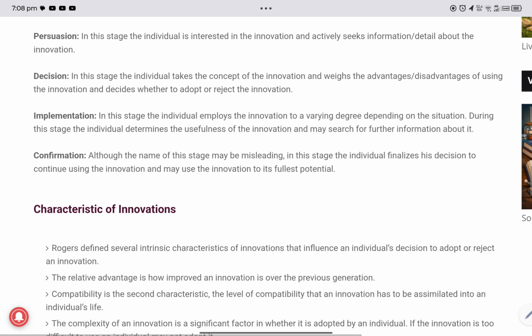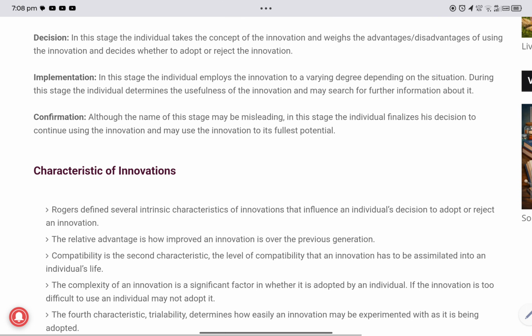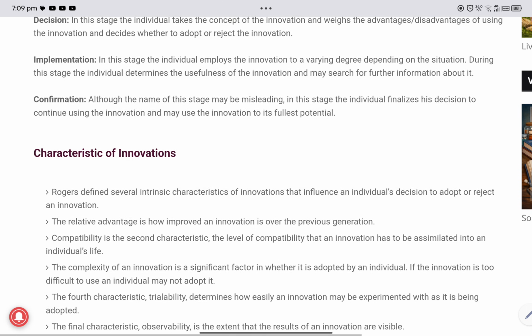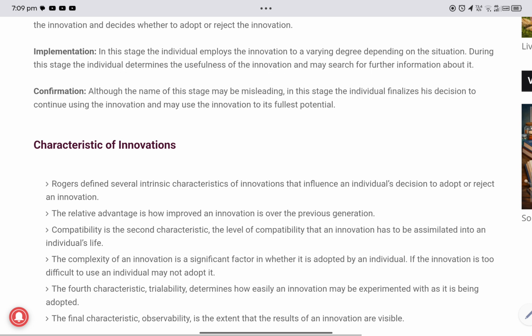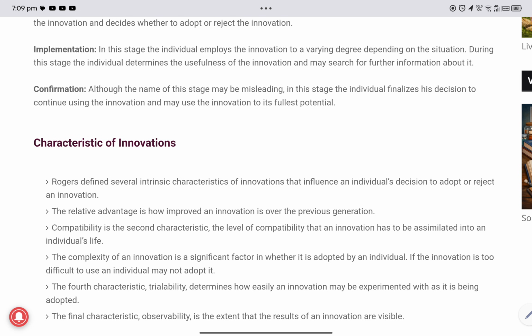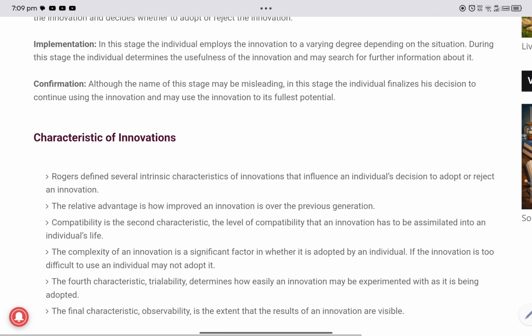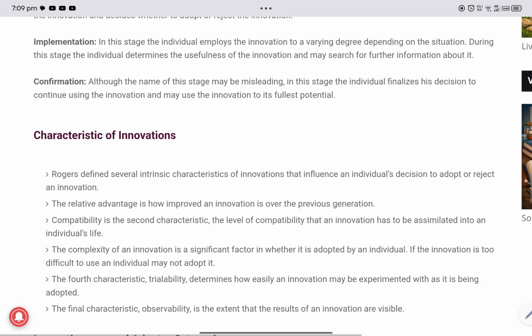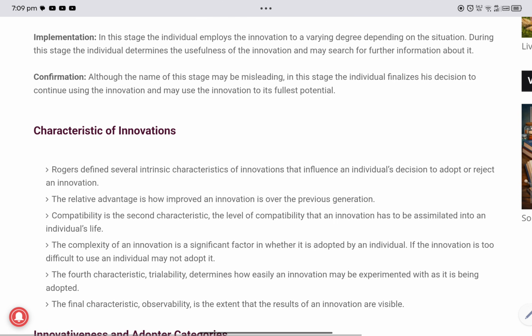innovation and decides whether to adopt or reject the innovation. Implementation. In this stage, the individual employs the innovation to a varying degree depending on the situation. During this stage, the individual determines the usefulness of the innovation and may search for further information about it.